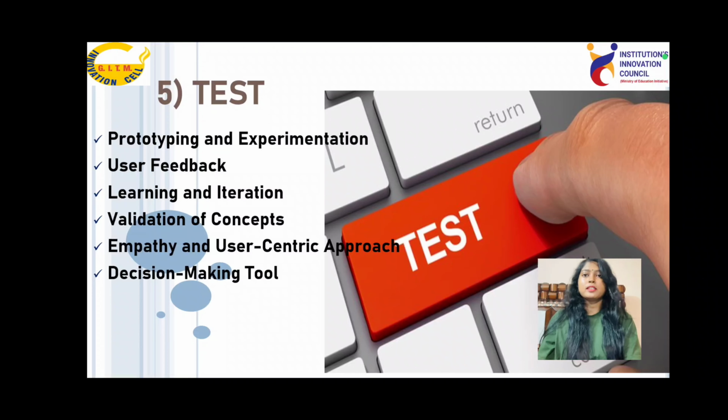The next point is empathy and a user-centric approach. It is understanding and considering what users need and feel. So with its help, we can easily identify their problem. Decision making tool, a way to help choose the best option, which helps us to identify our idea, and these techniques we can easily use in design thinking and innovation. So these are all the 5 steps involved in design thinking and innovation.